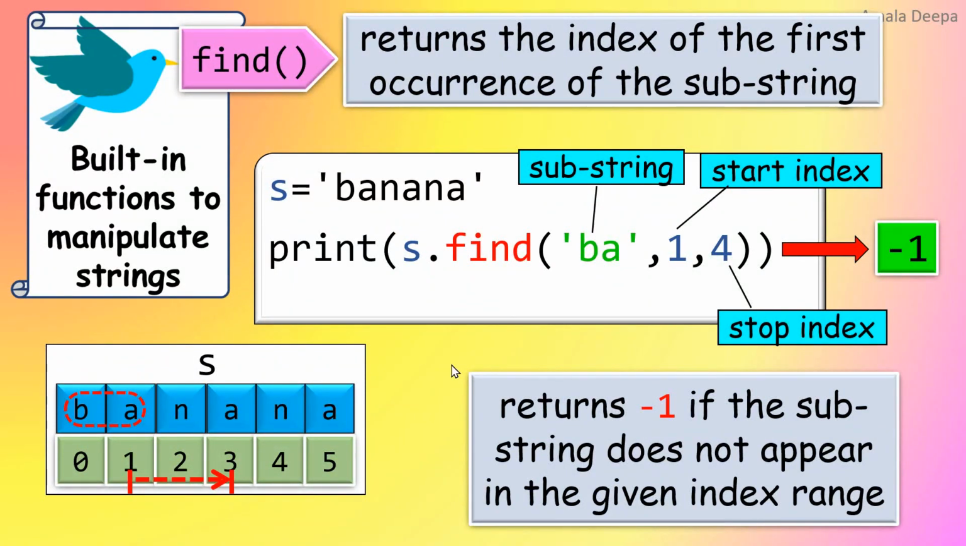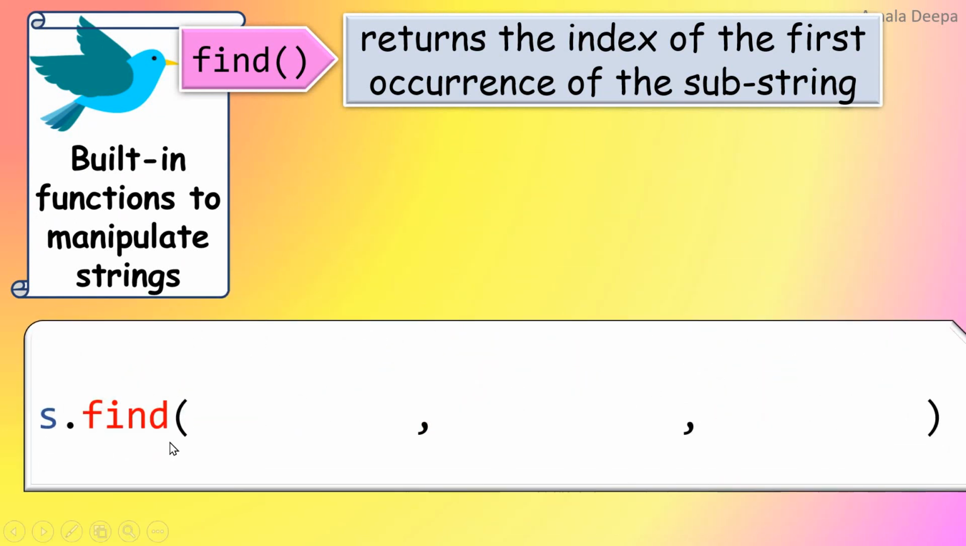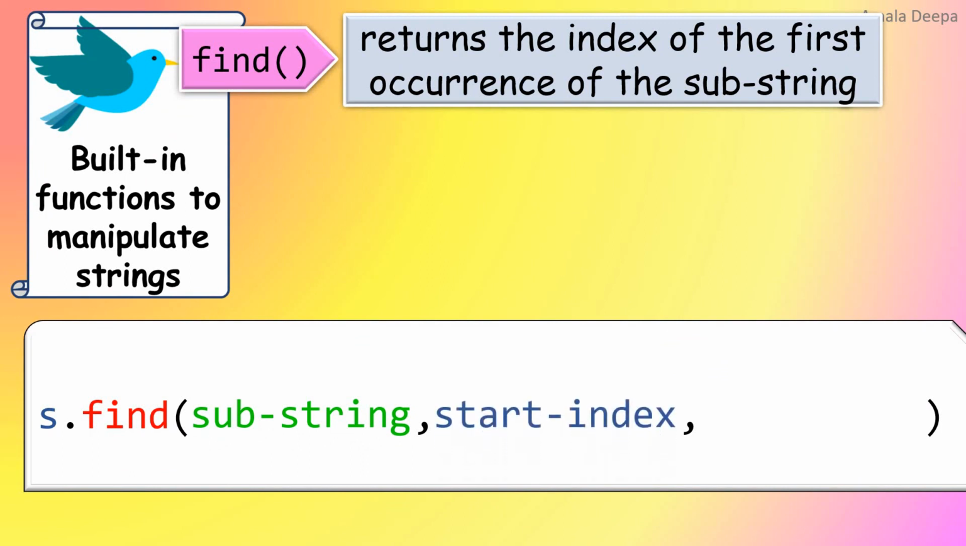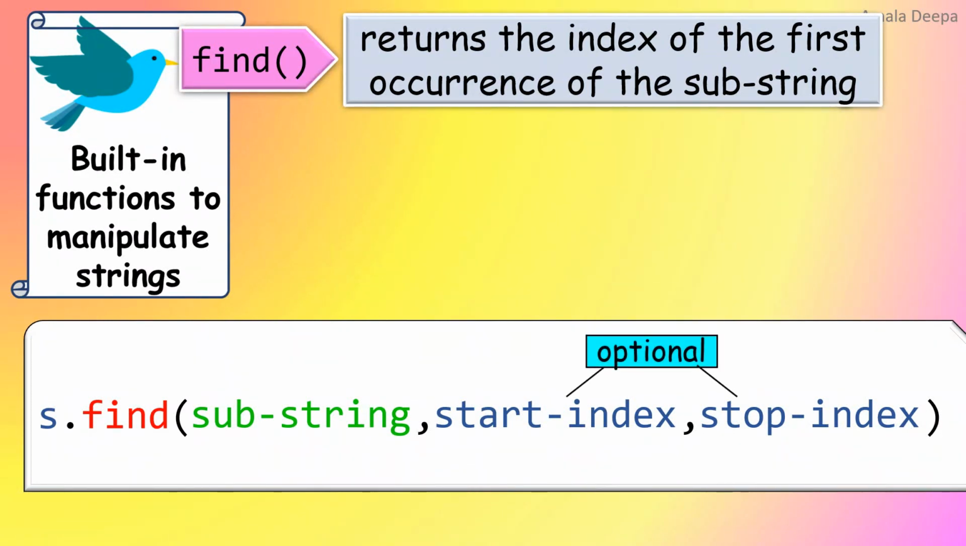Therefore, the syntax of the find function is s dot find with 3 parameters. The first one is the substring, comma, start index, comma, stop index. Here, start index and stop index are optional.